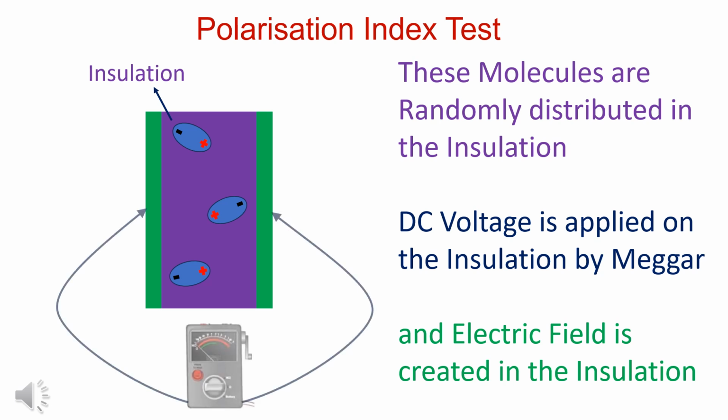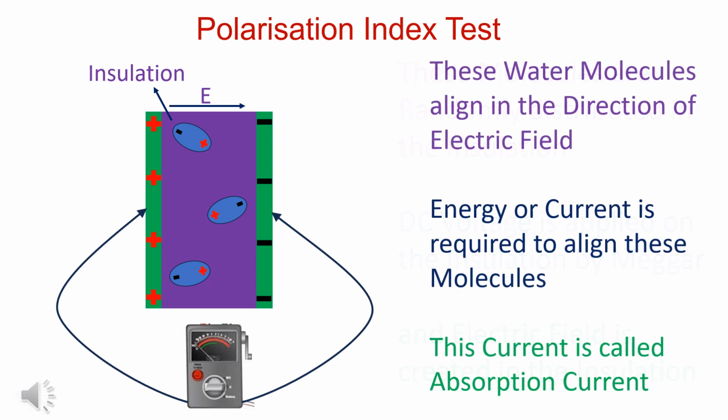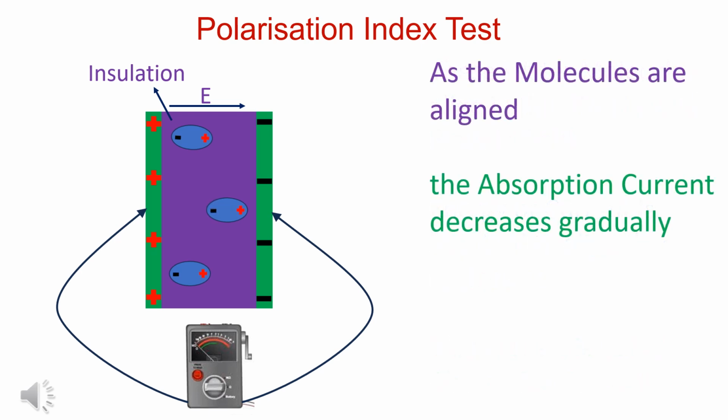When a voltage is applied on the insulation made of mica, an electric field is created in the insulation. Water molecules align in the direction of the electric field. Energy or current is required to align these molecules. This current is called absorption current. As the molecules align, the absorption current decreases gradually.